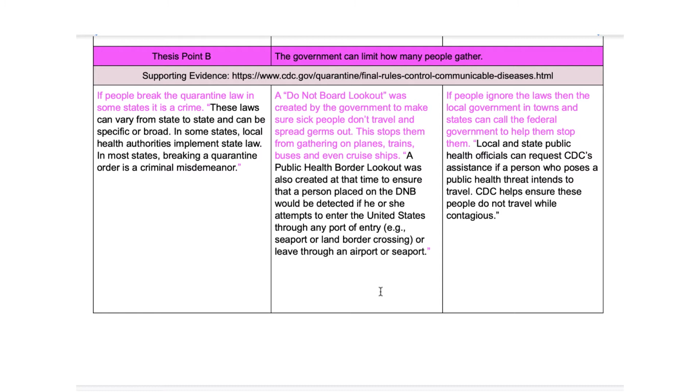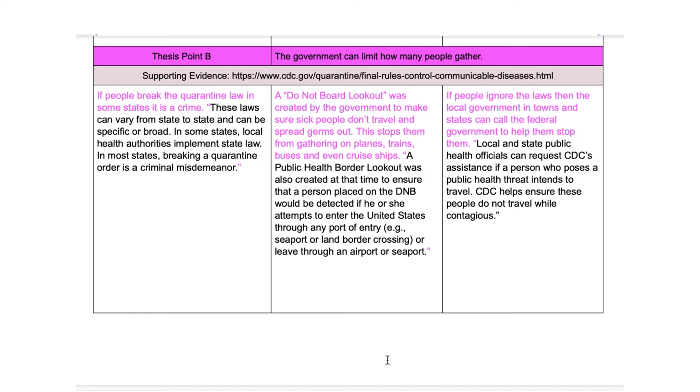This one was interesting, mainly because I really like to take cruises, so I thought this part was interesting. In my words, I wrote, a do not board lookout was created by the government to make sure sick people don't travel and spread germs. This stops them from gathering on planes, trains, buses, and even cruise ships. So the do not board lookout, or the do not board list, was created by the government to make sure that sick people don't gather on methods of transportation: planes, trains, and cruise ships.